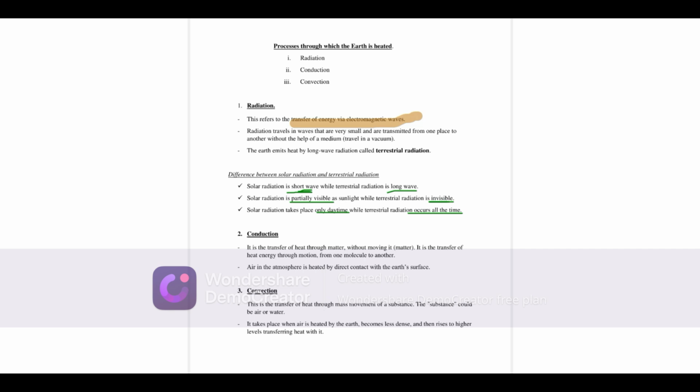Let's now move to conduction. Conduction is the transfer of heat through matter without moving it. It is the transfer of heat energy through motion from one molecule to another. Air in the atmosphere is heated by direct contact with the Earth's surface. We are now moving to the third process, which is convection.